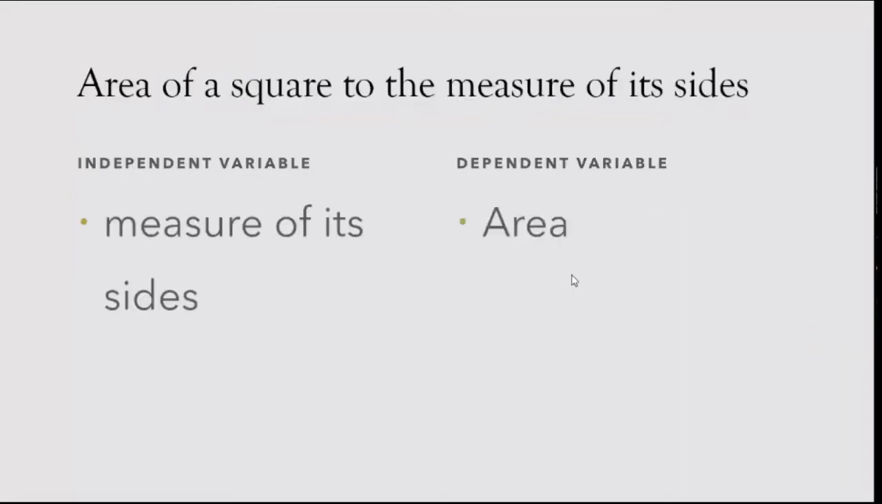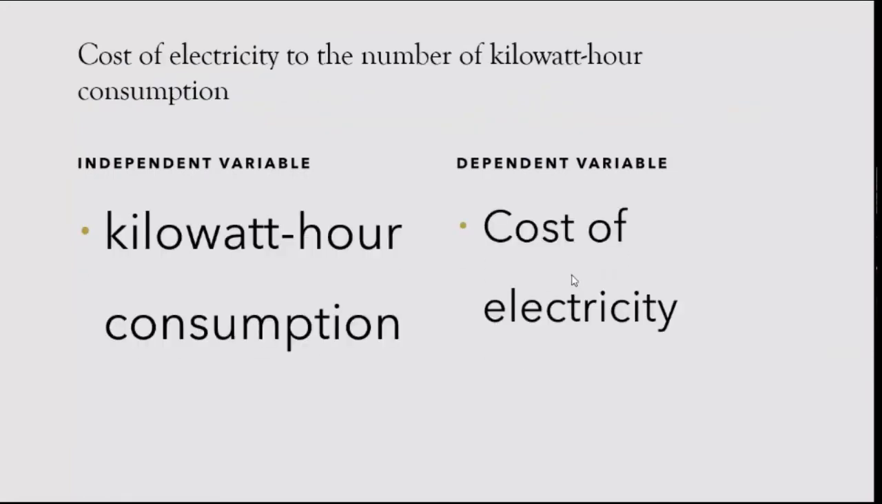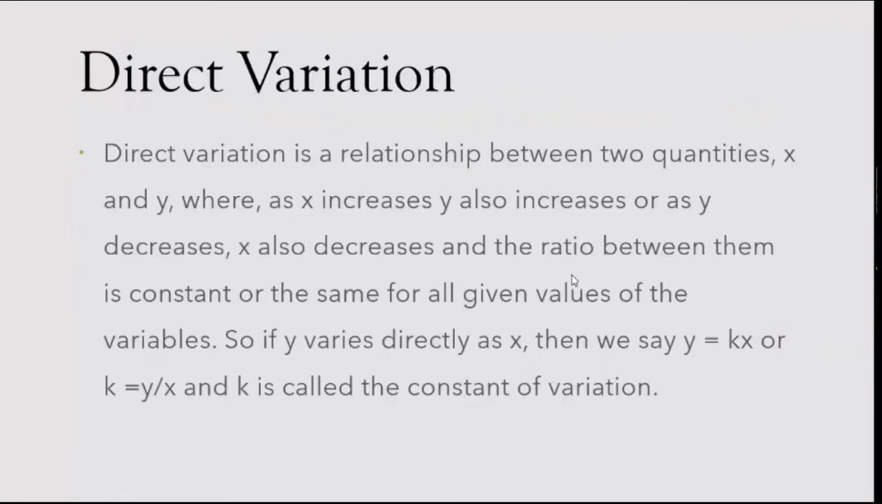So that is what we call a direct variation. That is a relationship between two quantities, x and y, whereas x increases, y also increases, and as x decreases, y also decreases. Okay, so that is the relationship. Habang tumataas yung value ng x, tumataas din yung y. Habang tumataas yung independent variable mo, tumataas din yung dependent variable.